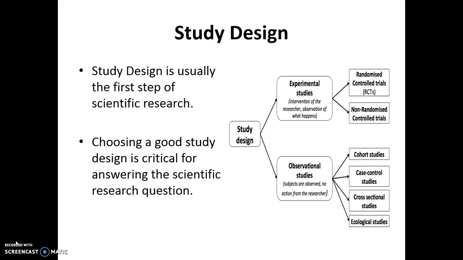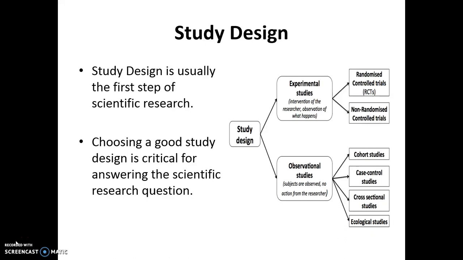So in observational study, you have cohort studies, you have case control studies, you have cross-sectional studies, and you have ecological studies. Okay, I'm not going to go into details of each of these types of study design. You should be able to find information in the textbook. Please make sure you finish the reading assignment to learn about each different type of study design.